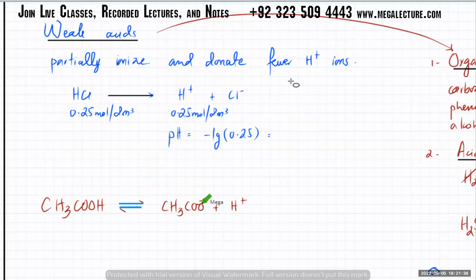So the difference between a strong acid and a weak acid is कि strong acid तो fully ionize कर लेगा, it's a strong acid. But if I have 0.25 mole per dm cube, so H+ is not going to be 0.25 mole per dm cube. It's going to be a lot less than 0.25 mole per dm cube.